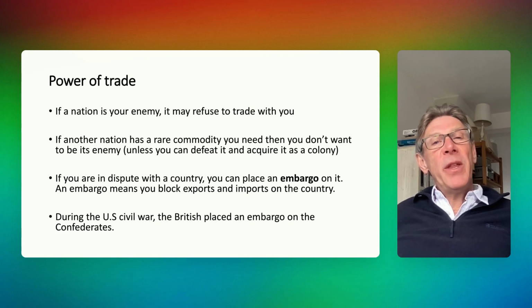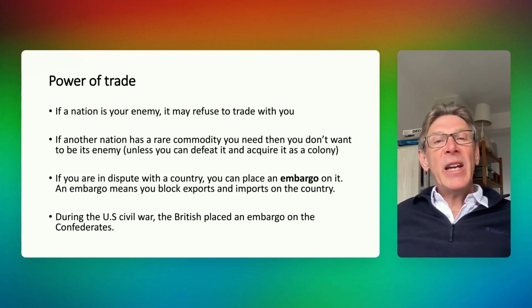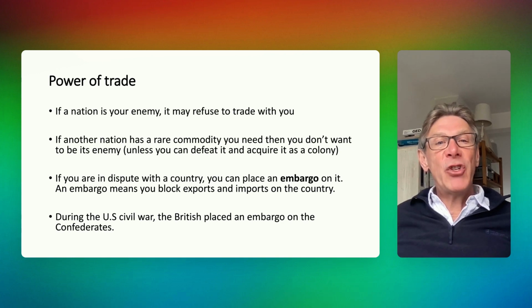If you are in dispute with a country, you can place an embargo on it. An embargo means you block exports and imports on the country. So the US has a dispute with Russia at the moment, and it places lots of embargoes on trade with Russia. It stops the trade with Russia. It blocks exports and imports.